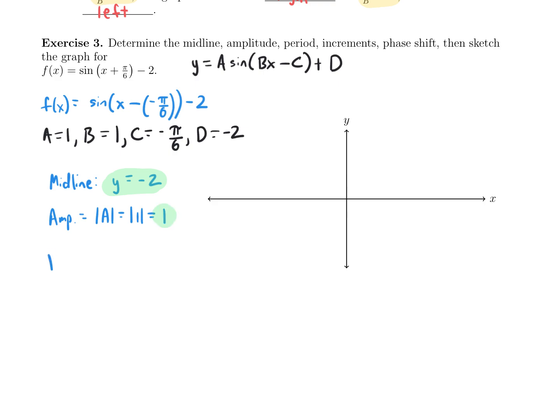Let's go with period next. The period is 2 pi over the absolute value of B, which is 2 pi over the absolute value of 1, which is just 1, so it's just going to be 2 pi. Let's go with the increments. The increments are period over 4, which is 2 pi over 4, which is pi over 2. So we're going to increase by pi over 2 each time to get to the next increment.